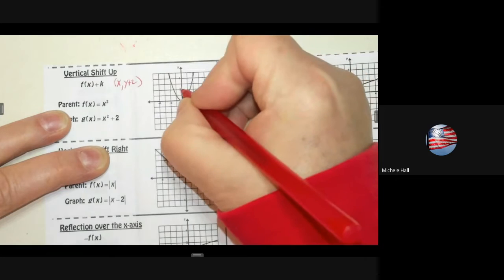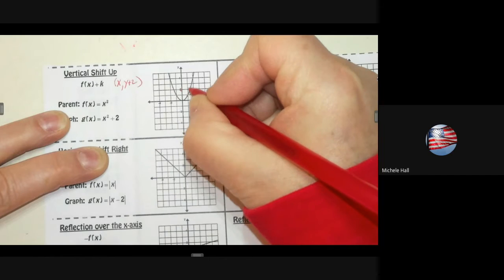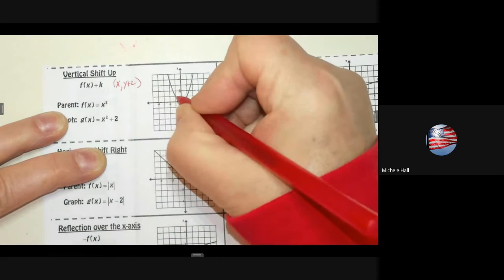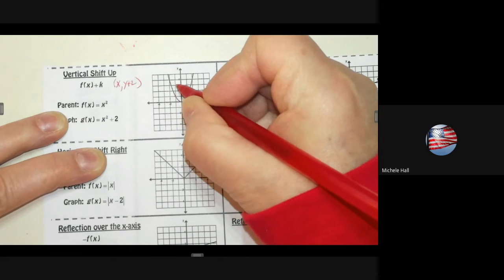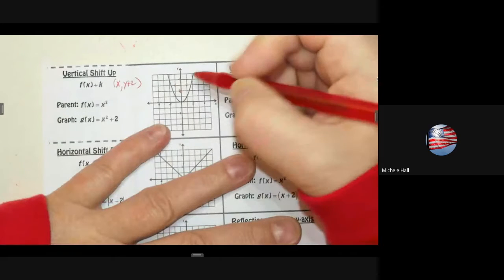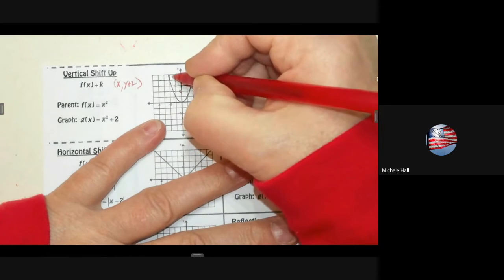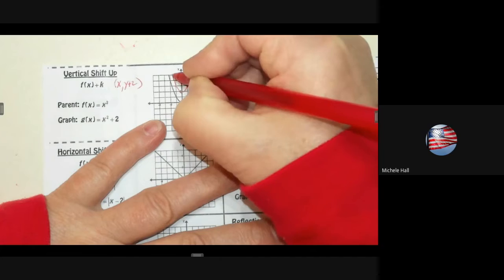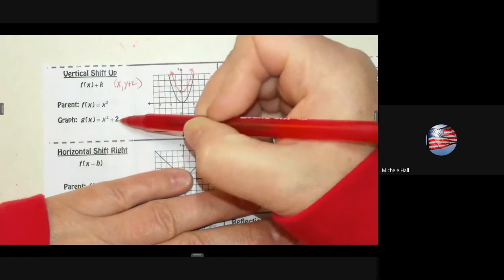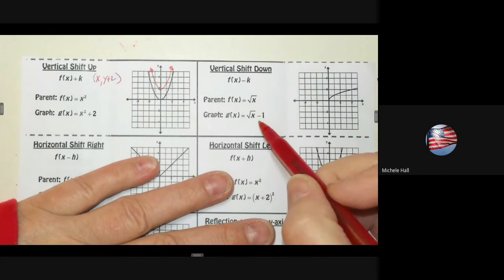0 plus 2 is 2. Here I have y is 1, so 1 plus 2 is 3. Same thing on this side, 1 plus 2 is 3. And I can see my parabola here. This would be at 4, so 4 plus 3 would be 7. I'm not going to put that one on here, but here is the parabola shifted vertically 2 units.